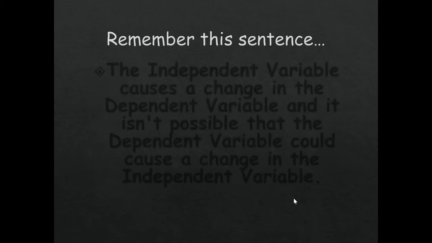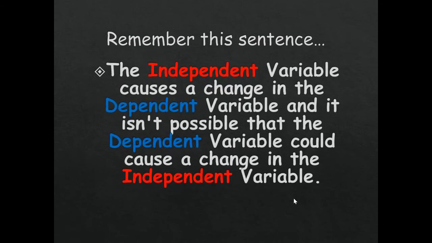So let's sum up independent versus dependent variable with this sentence. It's the independent variable that causes a change in the dependent variable, and it isn't possible that the dependent variable could cause a change in the independent variable. So I for independent, I manipulate the variable. I'm looking for a cause and an effect. My number of fans can change the temperature, but just because the temperature changes does not mean that the number of fans are going to change. Make sense? Let's expand a little more on an example with plants.